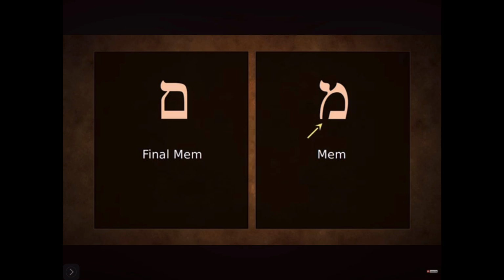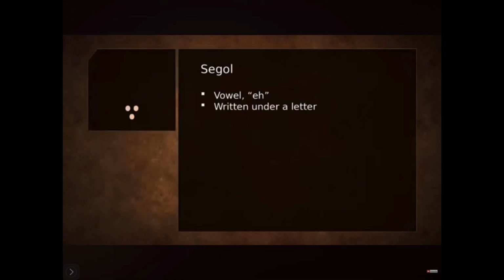You can see here that the final mem is completely enclosed, and the regular mem has this opening in the bottom. Again, most of the time, we will use the mem on the right, and we will only use the final mem if that mem is at the end of a word. One more vowel, and then we'll start using these final letters.